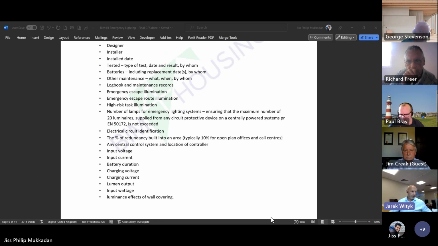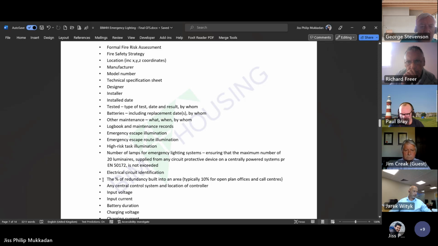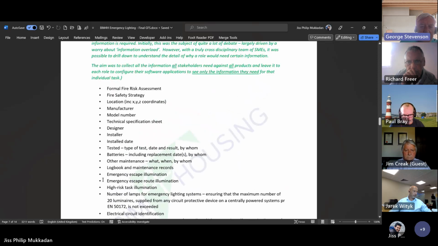Can you remind us what's the header of that part? Yeah, it's the information needed. So, can you scroll back up, Jis? Yeah, it's the information that's needed to make sure that the product is going to perform as needed.